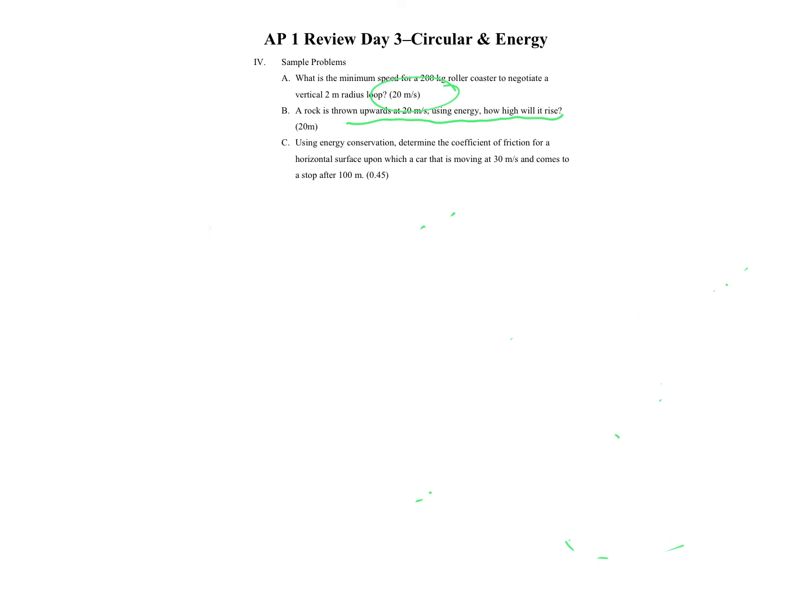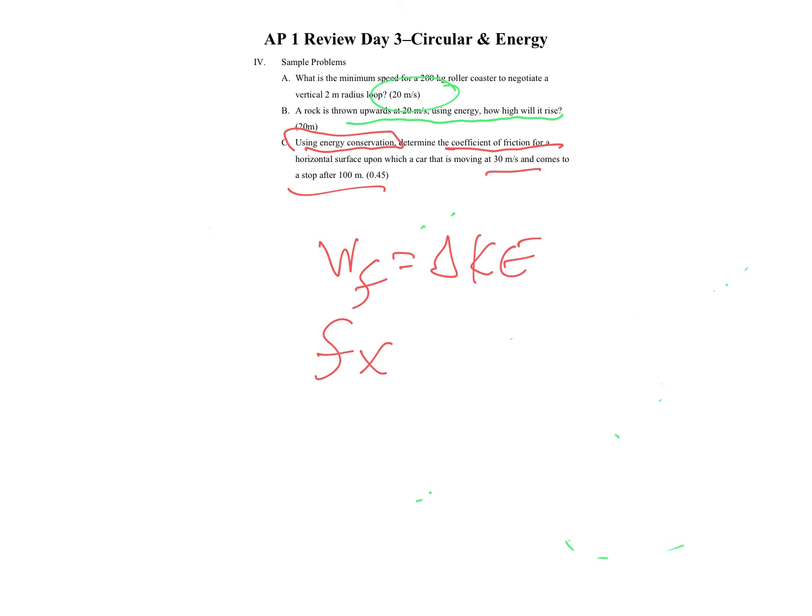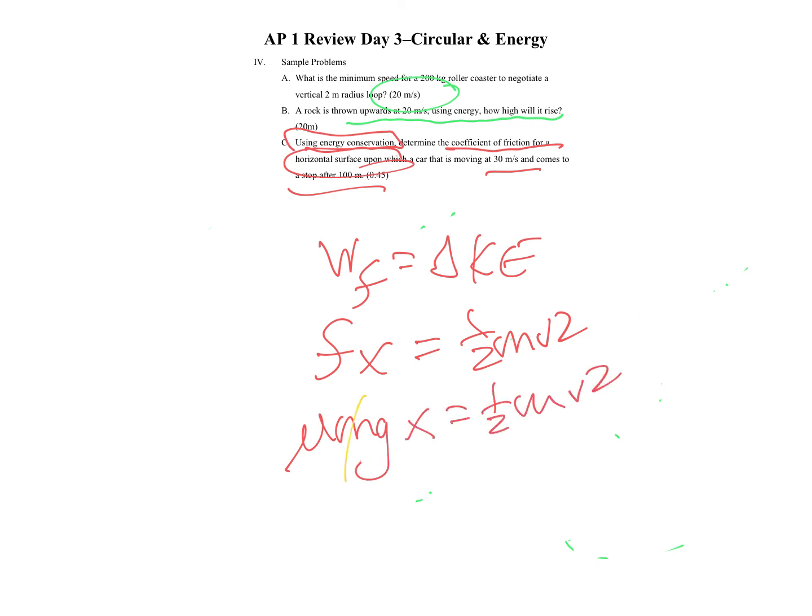All right, the last one here, using energy conservation, again because we're trying to practice with energy: determine the coefficient of friction for a horizontal surface with a car that is moving at 30 meters per second and comes to a stop in 100 meters. This time I'm going to do work of friction is equal to my change in kinetic energy. My work of friction is going to be the force of friction times x, which is equal to 1/2 mv squared, but I know it's on a flat horizontal surface, so this becomes mu mgx equals 1/2 mv squared, so the m's cancel.